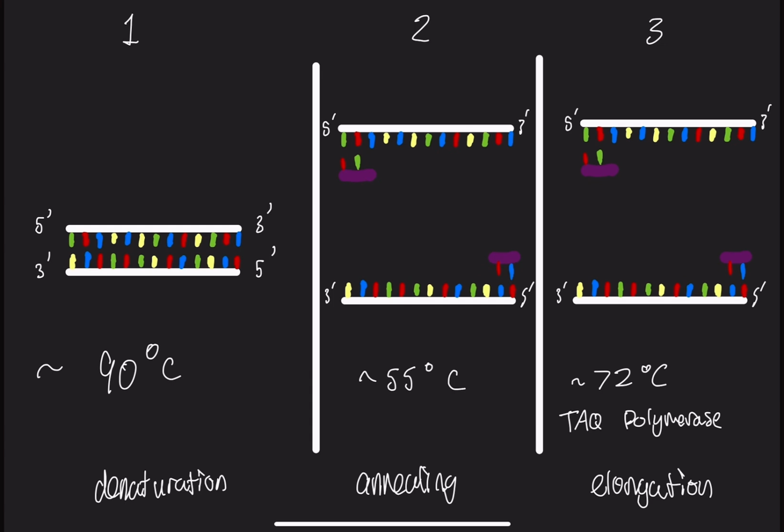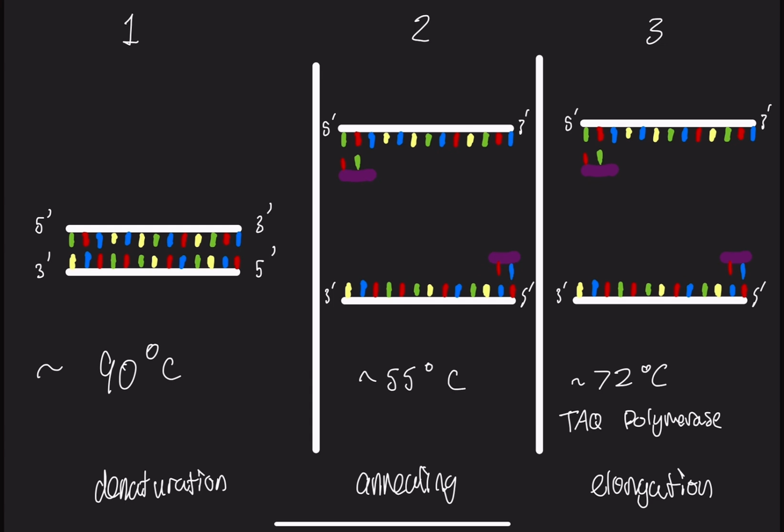Now, how is Taq polymerase able to withstand this high temperature? Well, it's all about the source. Taq polymerase is taken from thermophilic bacteria in the deep sea vents. And in these deep sea vents, temperatures are naturally very high. So as an adaptation, their enzymes have an optimum of a very high temperature.